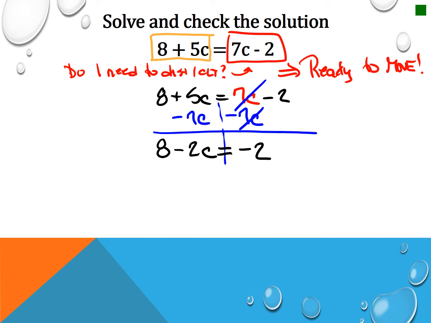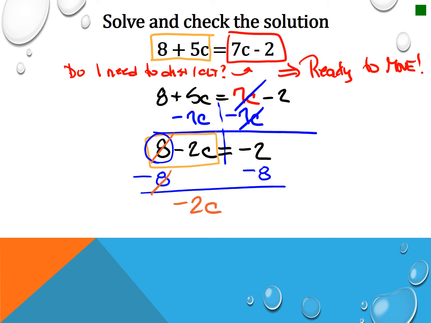Now it looks like a nice little normal 2-step equation like we did last time. So now I'm looking over here where I got C's. I only have one little guy with a C. I've got a minus sign, so I have to get rid of the opposite of 8. So I'm going to subtract 8 on both sides. That cancels, leaves me with negative 2C equals negative 10.